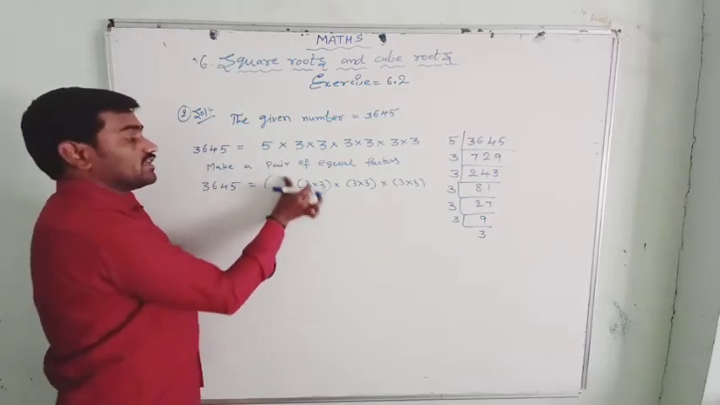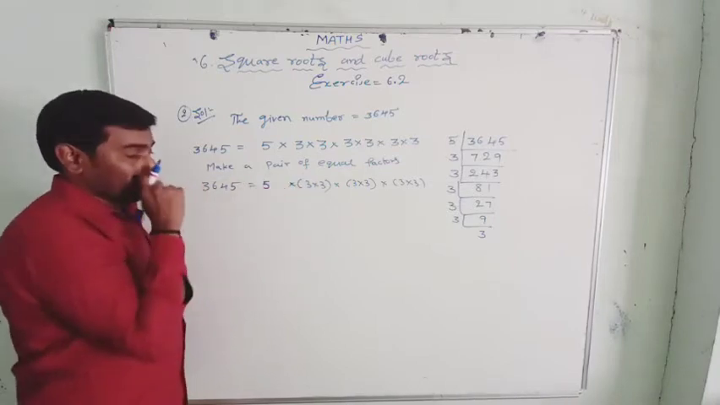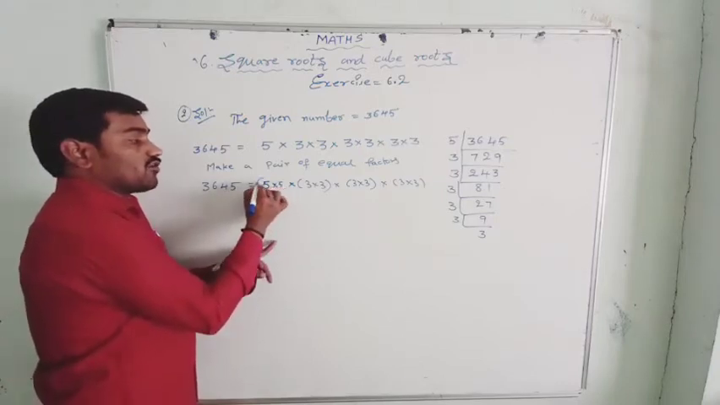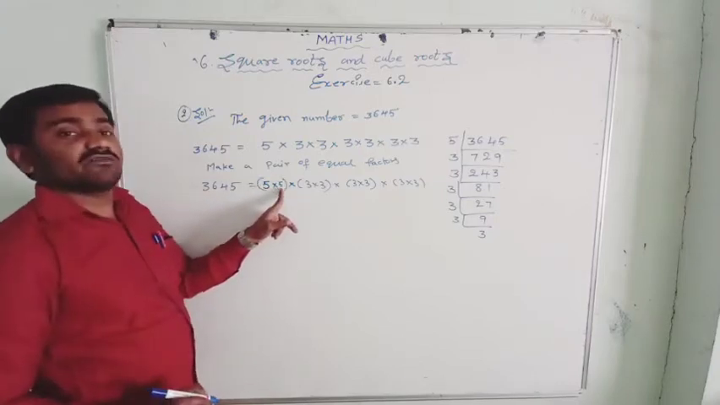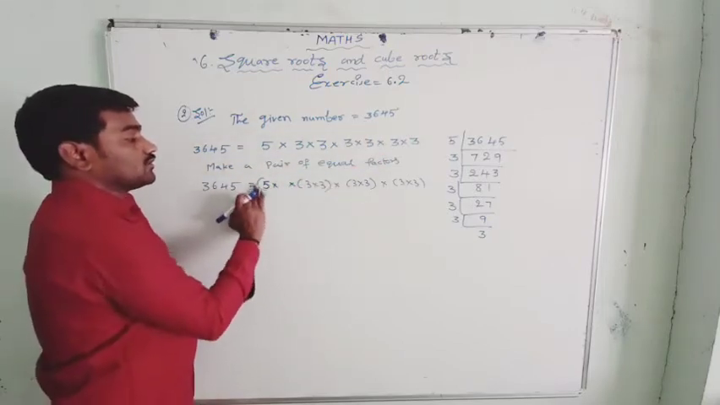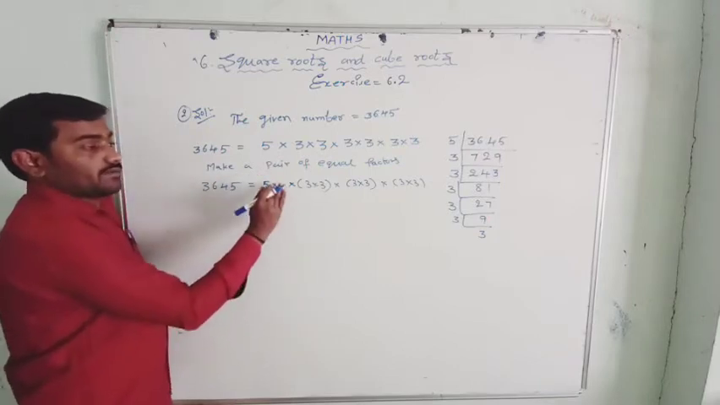So here only the single 5 is left. You want a pair for this. If you need a pair, we have to multiply one more 5. So this is the smallest number we have to multiply to the given number so that we get a perfect square. So the unpaired number is 5.